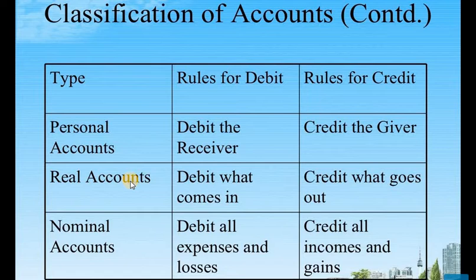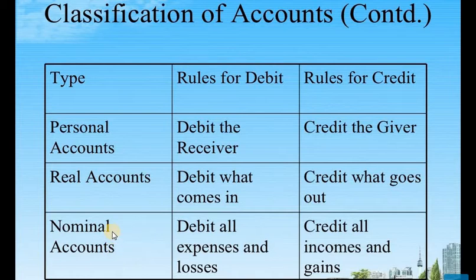Real account says debit what comes in, credit what goes out. Real account, for example, furniture or building. When we have purchased a building, the account is debit what comes in. Building is coming in, so building account debit, and if you are paying cash, to cash account. Building account debit to cash account. It goes like this.